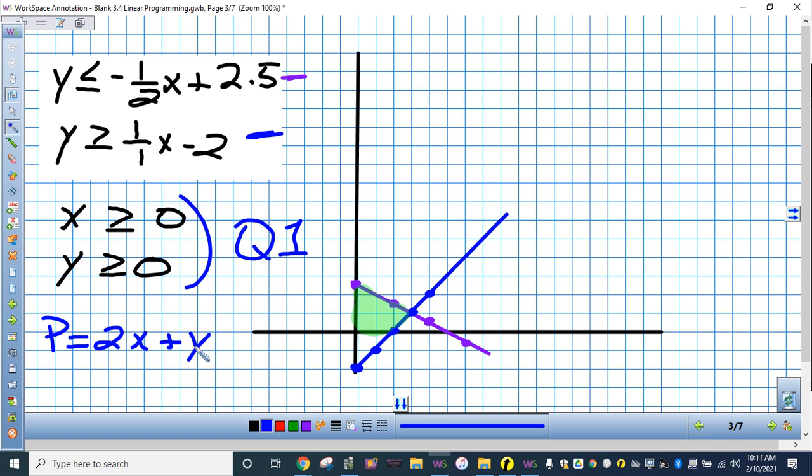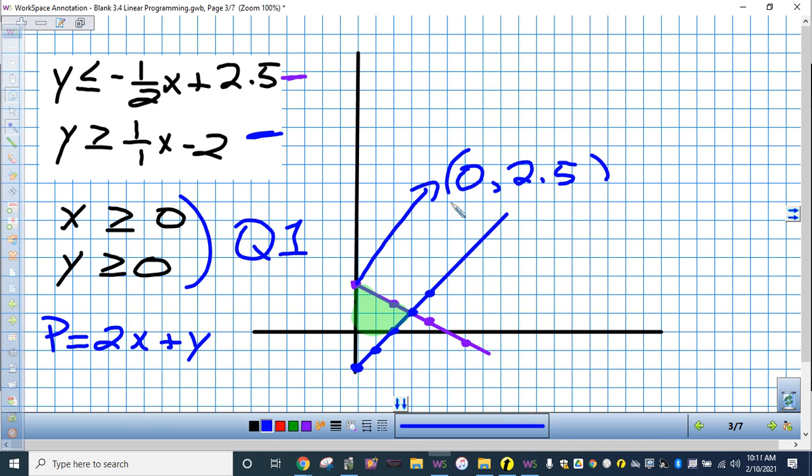So when I get that profit equation, I'm going to think about the ordered pairs that I have. The corners of the shaded part: this ordered pair right here is (0, 2.5). Where the two lines cross, the blue and the purple line, that is (3, 1). And then I've got this ordered pair right here, which is (2, 0). If I'm trying to maximize, and I'm choosing between (3, 1) and (2, 0), I know (3, 1) is going to give me a bigger number, so I'm just going to cross out (2, 0).